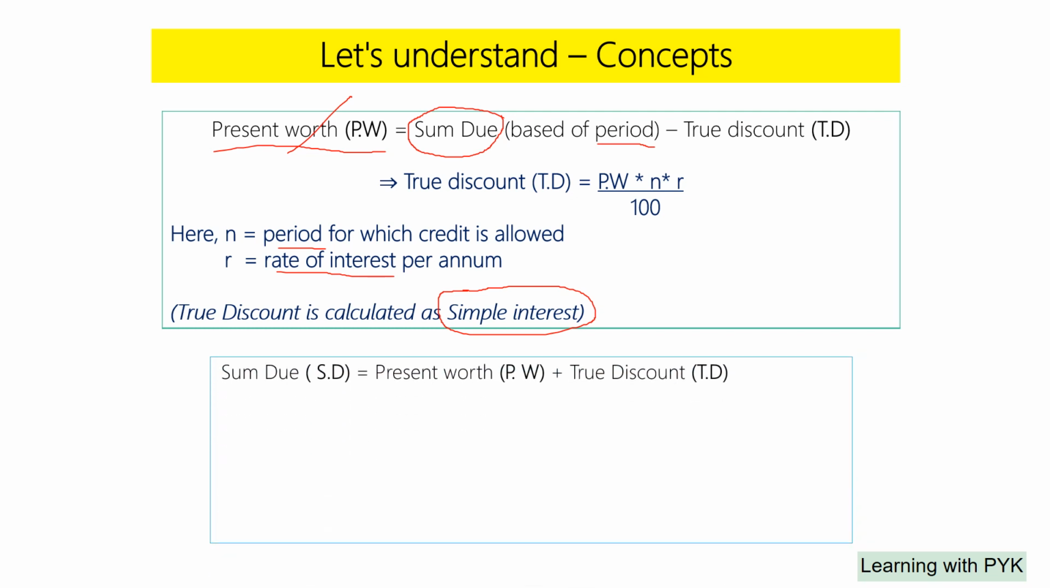So we know that sum due is present worth plus the true discount. Substituting in the formula, sum due is PW plus the true discount. So solving, we get sum due is present worth multiplied by 1 plus n multiplied by r, that is period multiplied by rate of interest, divided by 100.